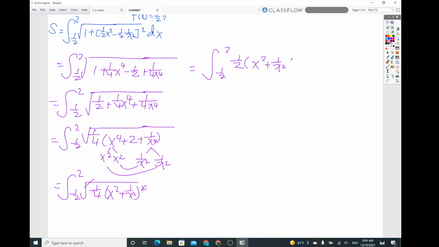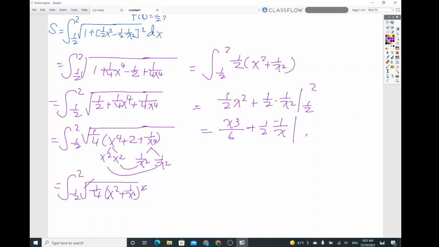And then the rest of this, now you want to distribute, so we get 1/2 x squared and 1/2 times 1/x squared, from 1/2 to 2. So integrate it: this one turns out to be x to the power of 3 over 6, and then this one is 1/2 times 1/x, and it's negative 1/x.